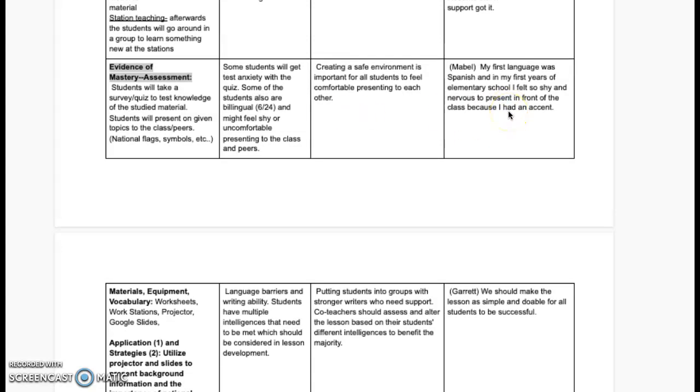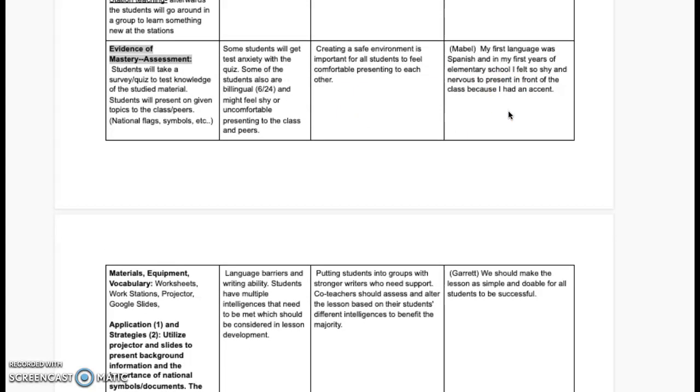And then I actually left a comment for this one. I wrote down, my first language was Spanish, and in my first years of elementary school, I felt so shy and nervous to present in front of the class because I had an accent. I am sure some of the students in our class will relate to this, so that's why we do two options, a presentation and a quiz.